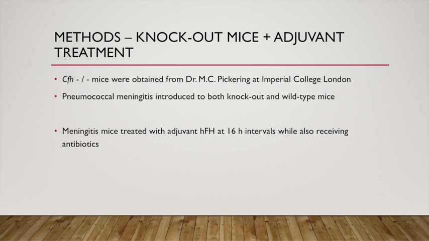For the adjuvant treatment, mice with meningitis were treated with adjuvant, and adjuvant means a secondary sort of supplementary treatment, and they were treated with human factor H at 16-hour intervals while also receiving antibiotics. And then obviously you also had a group of mice receiving saline as an adjuvant treatment. Obviously the saline isn't going to do anything, so that's just going to be our control study. Apart from saline, they were also receiving antibiotics.